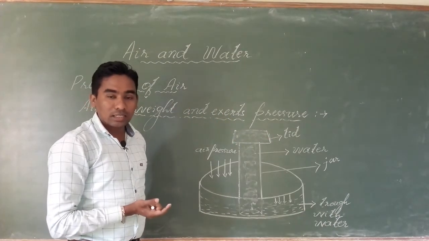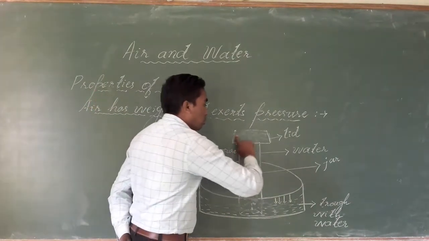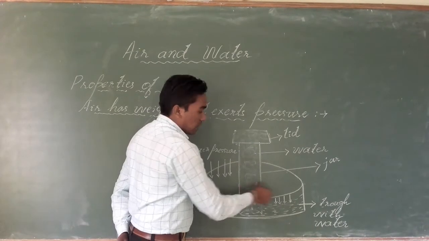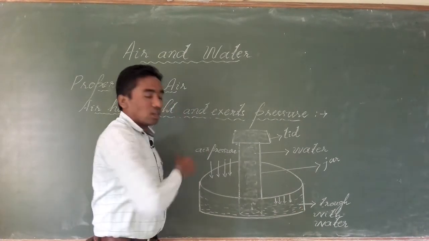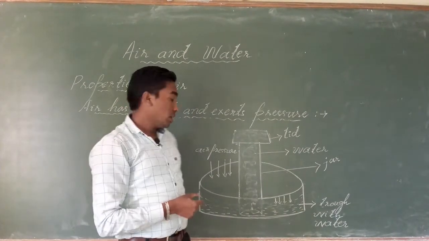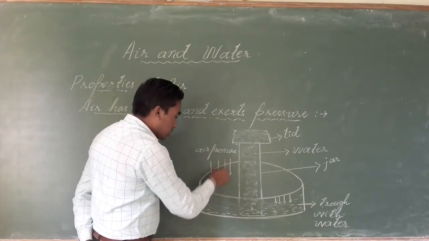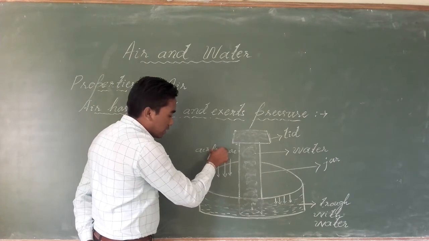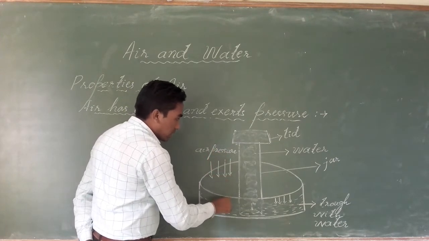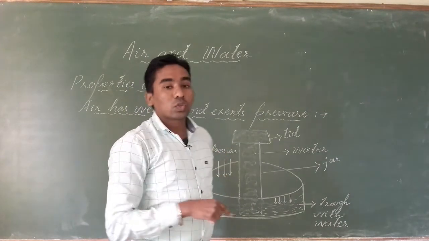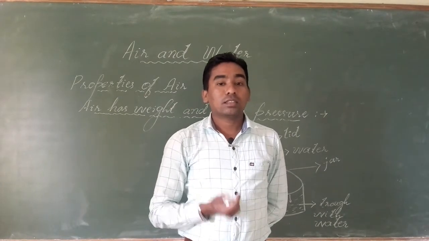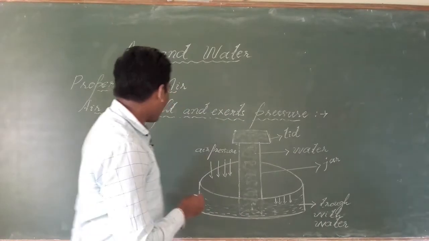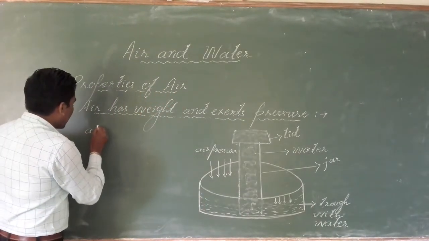What is the reason behind it? After removing the lid also, the water is present inside this jar and the water is present inside this trough, because the air exerts pressure on the water. So, here we can know that the air exerts pressure, and some of the properties of air are: air occupies space.